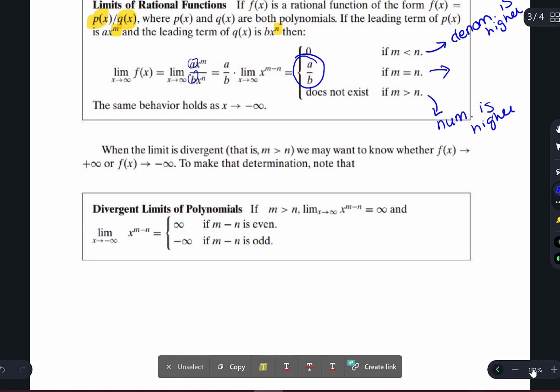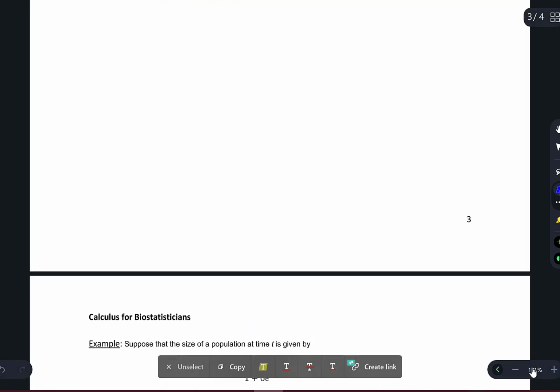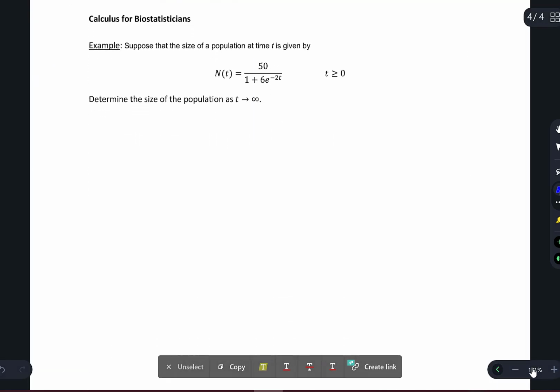And then if the limit's divergent, in other words, we're in this case right here, we may want to know if it goes to positive or negative infinity, and here are the rules for that. Again, your textbook looks at 3 different examples where you can see all of those. All right, so last one here, we're just going to look at one more example of a limit where we're going to apply some of those limit laws. You're going to look at a homework problem that is very similar to this one.